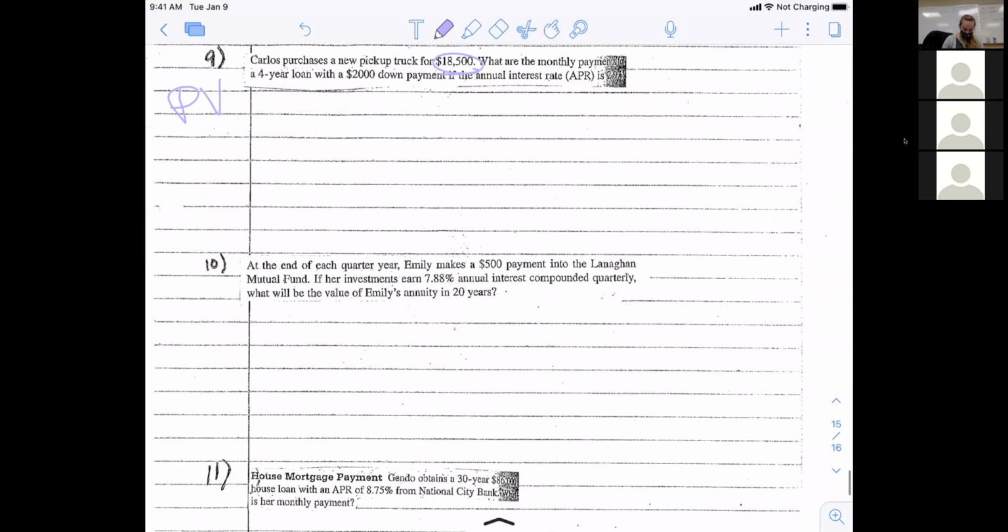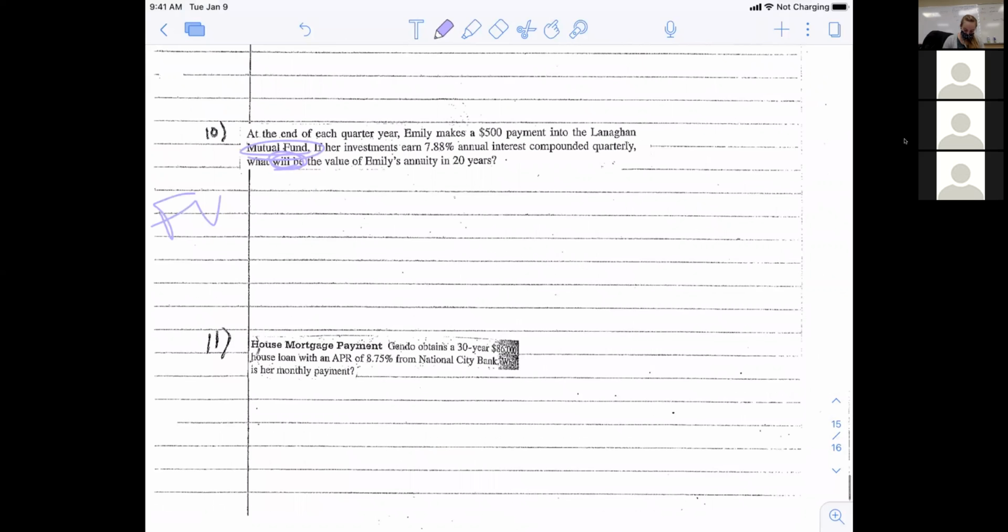What about number 10? At the end of each quarter, Emily makes a $500 payment into this mutual fund. If her investments earn this, what will her value be in 20 years? Who thinks future? Why? Will. That is huge. Look at our verb tense. What will her thing be? And then the other key word was the mutual fund. Very good. So that's a future value.